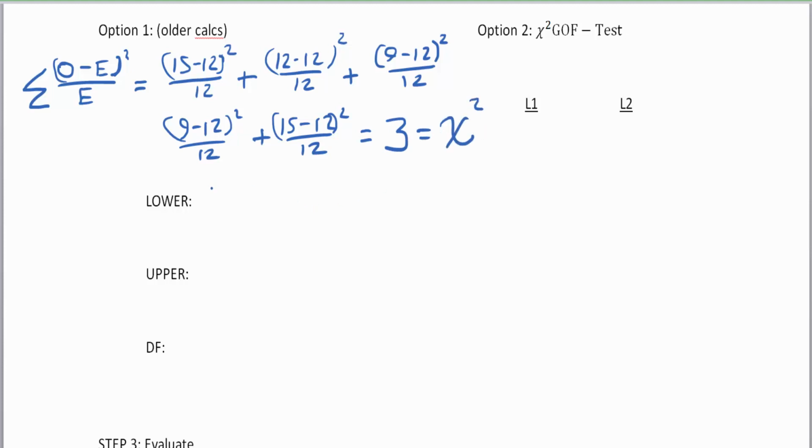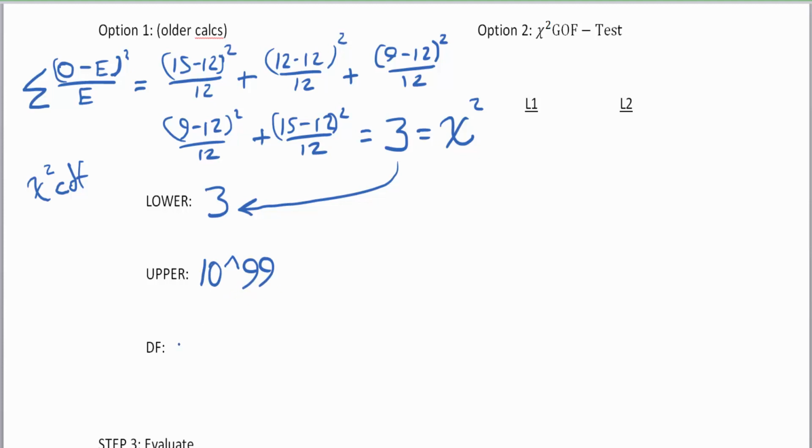Now, this chi-squared test value is going to be used for the lower limit, because in our calculator, we're about to go to chi-squared CDF, the cumulative formula. And we are going to use our lower bound as 3. This is where our test value goes. Our upper bound goes to infinity, but the calculator doesn't know the infinity symbol, so we're just going to trick it by putting a 1 with 99 zeros.